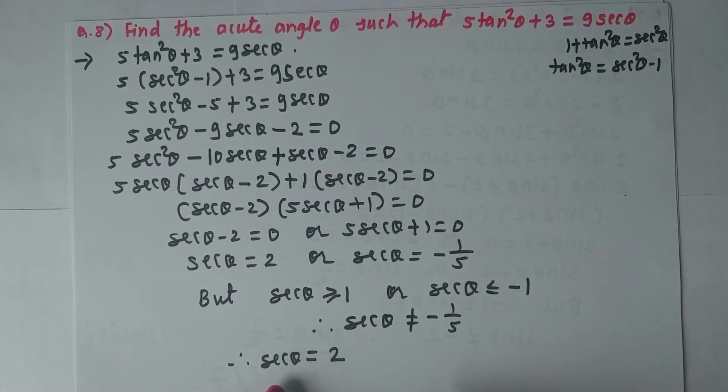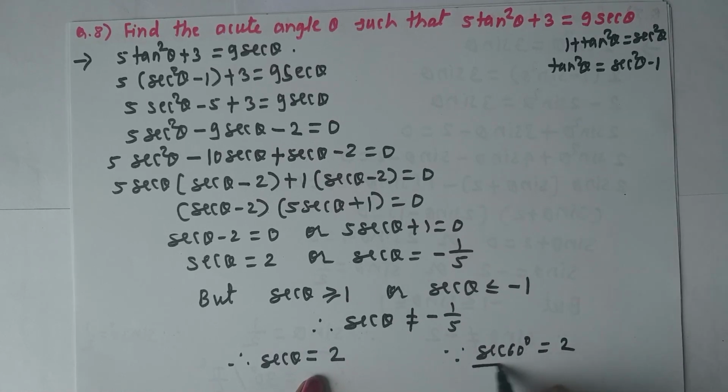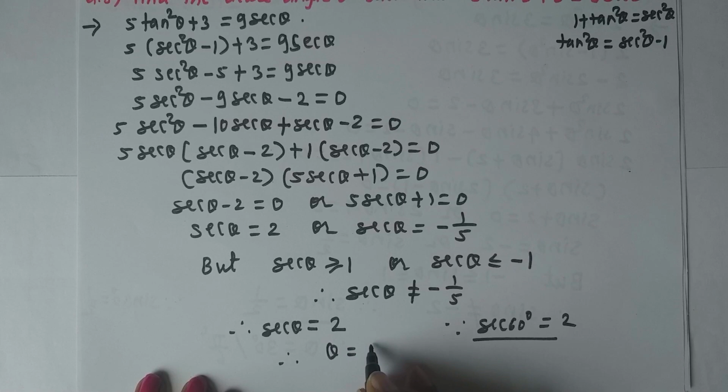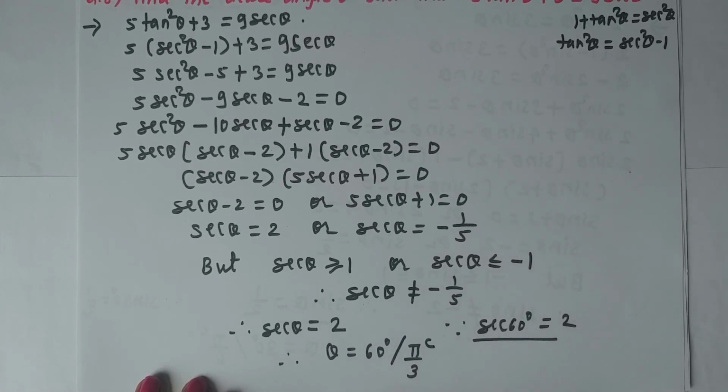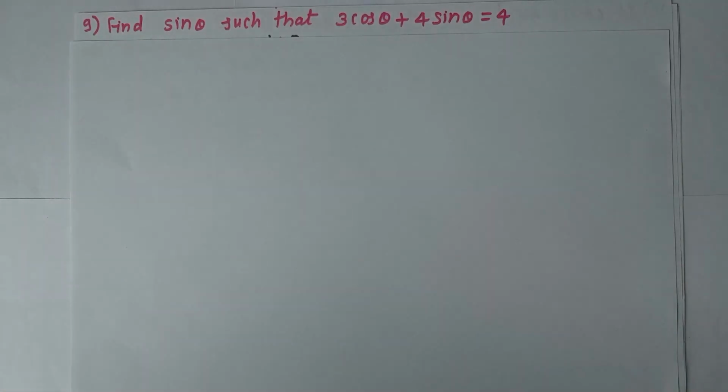You go to your table. See, the value of cos theta is half at the angle of 60 degree, and sec theta is the reciprocal of cos, meaning sec theta is 2 at 60 degree. Write down, since sec 60 degree is 2, therefore here theta will be 60 degree or pi by 3 radians. Either you write down the angle theta in degree or in radians. Okay. Now see the next problem.